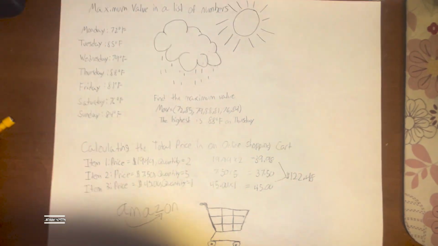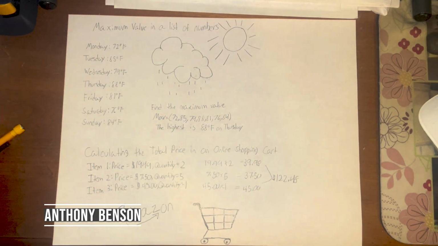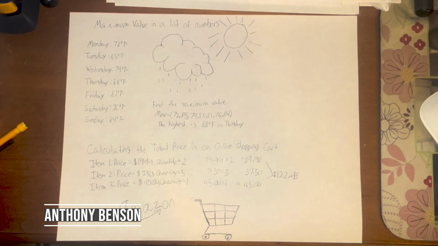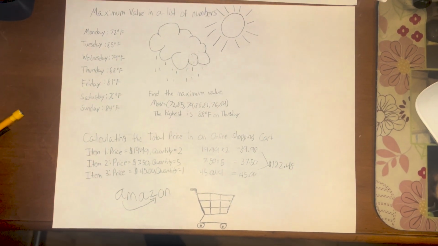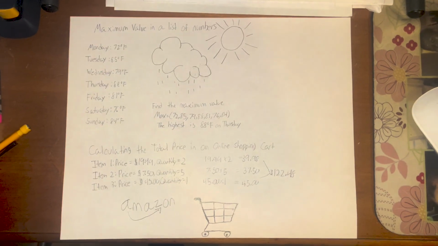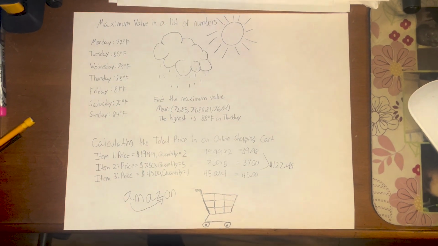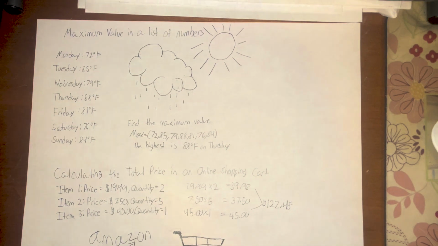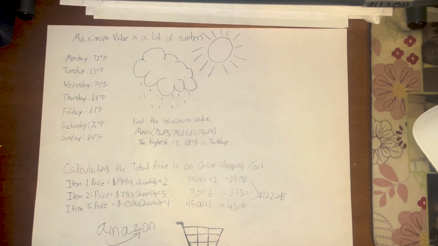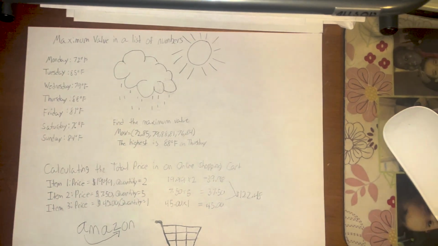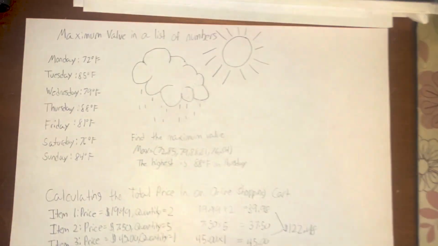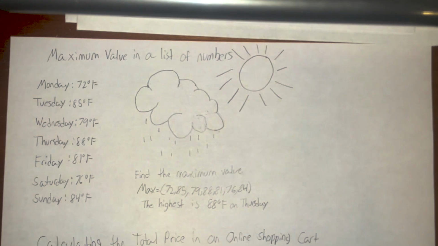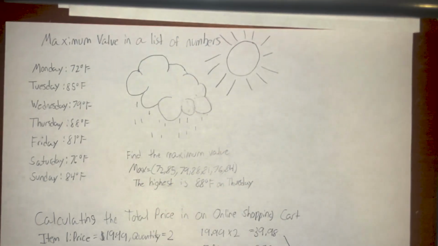Hey guys, my name is Anthony Benson, and the person I chose, his name is Jackson, and he's a computer programmer. And one of the things he would do as a computer programmer was find the maximum value in a set of data. And one of the things he did was on the weather app. And so the weather for each day of the week, he would track and use data to find the highest over the week. And so here's the equation right here. And he would track all the data for each day.